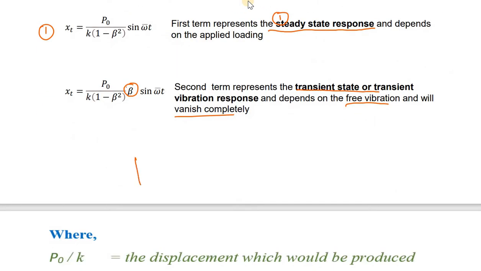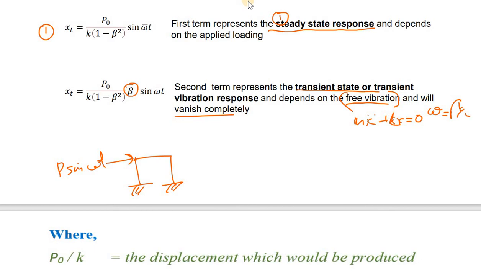For example, I have a structure like this. The load is applied. What is the load? It is p sin omega t. This is a harmonic load. What will happen? It will vibrate. During vibration, it will have two conditions: one is transient, the other is steady state. This transient vibration depends upon free vibration. Free vibration means m x double dot plus k x is equal to 0, with no force. That is, it depends upon the natural frequency, omega equal to root of k by m. The steady state is the vibration due to applied loading. What is the load here? It is p sin omega t.